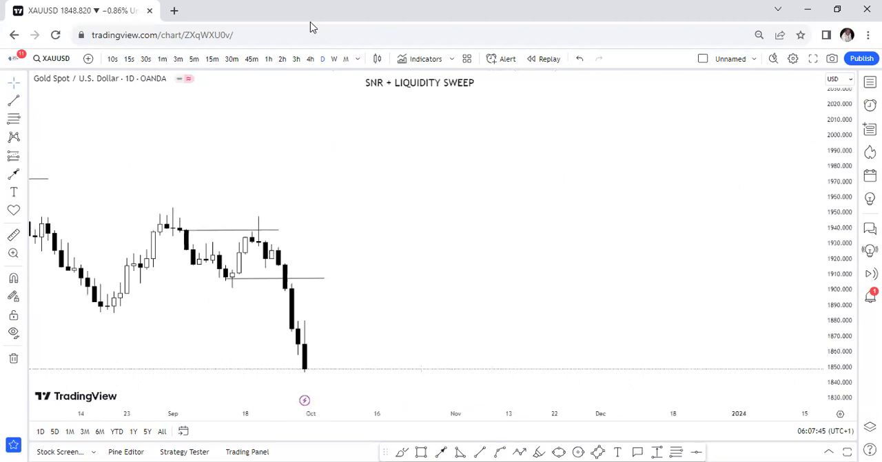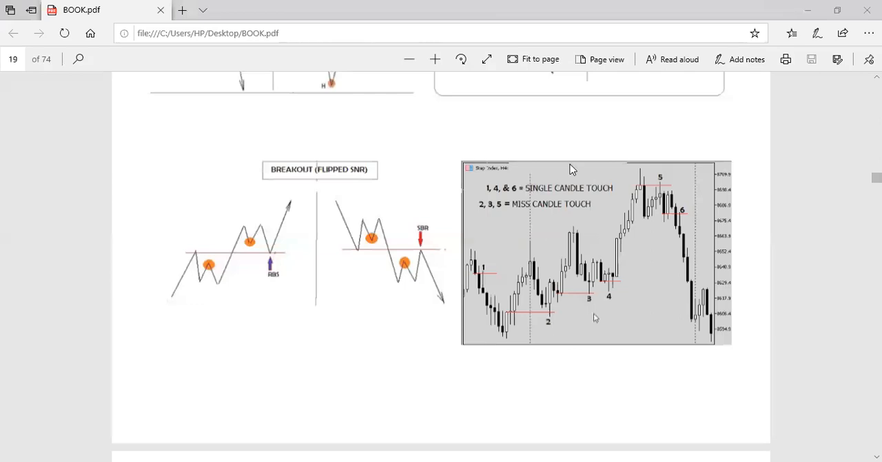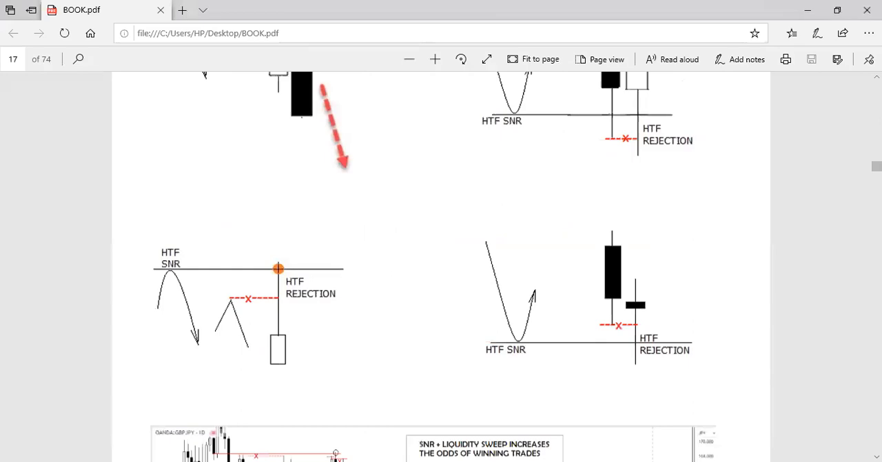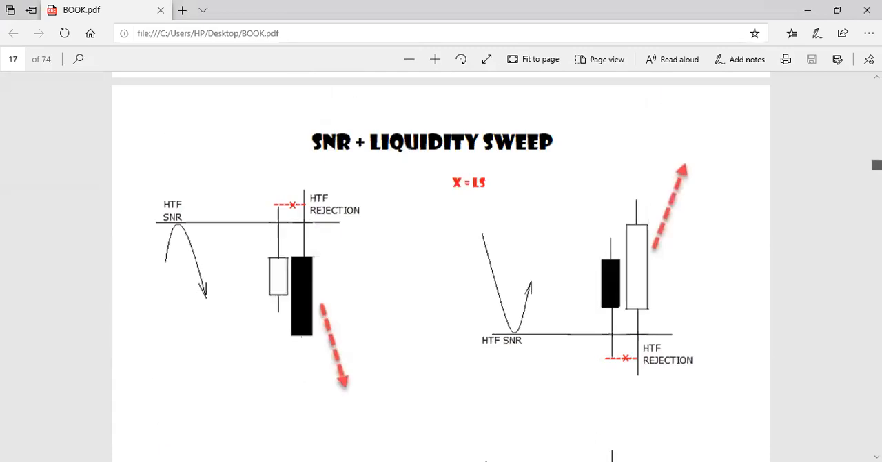A liquidity sweep is simply the taking out of a previous high or low. So if you come here, this is an SNR, right? And price taps into it. Then look at it: does the price that taps into it take out a previous high? If it takes out the previous high at the level of that SNR, it becomes a liquidity sweep. It must carry this to become more potential. Once it carries this, there's a tendency for price to go lower.